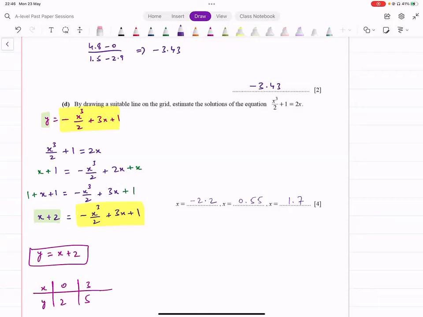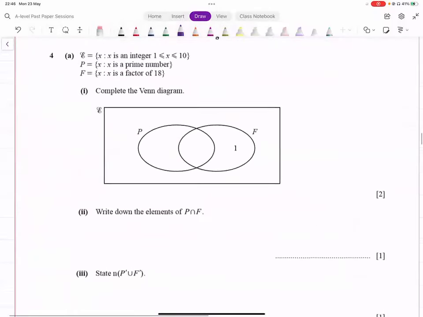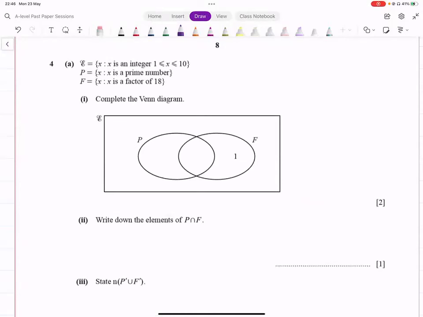Okay, let's move on to the next one. So now we've got sets. So we've got a universal set given which says x is an integer between 1 and 10. So basically ये क्या हो जाएगा? It's 1, 2, 3 all the way up to number 10.